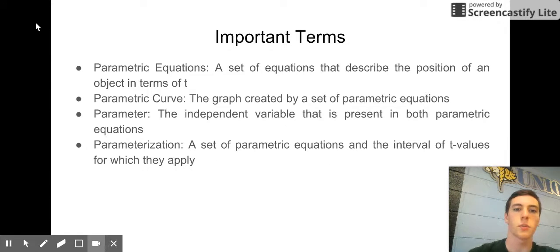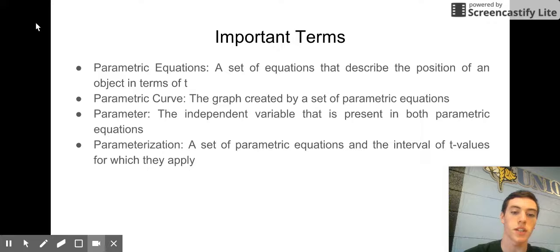So some important terms are, what are parametric equations? They are a set of equations that describe the position of an object in terms of t, which usually represents time. And a parametric curve is the graph created by a set of parametric equations. And the parameter is the independent variable that is present in both parametric equations, which is, in almost all cases, so far at least, t.